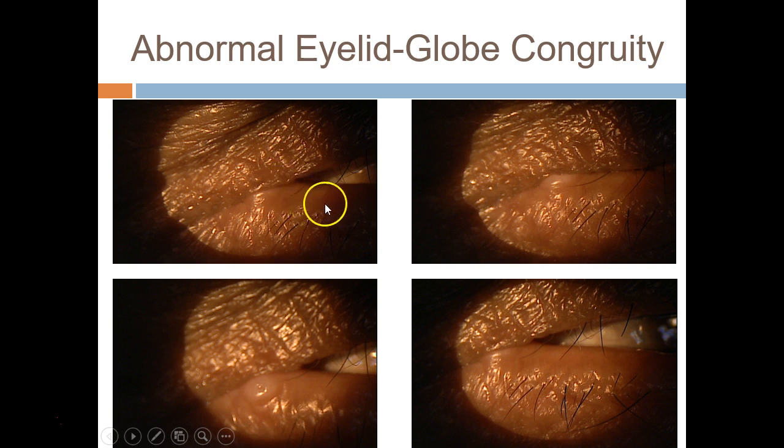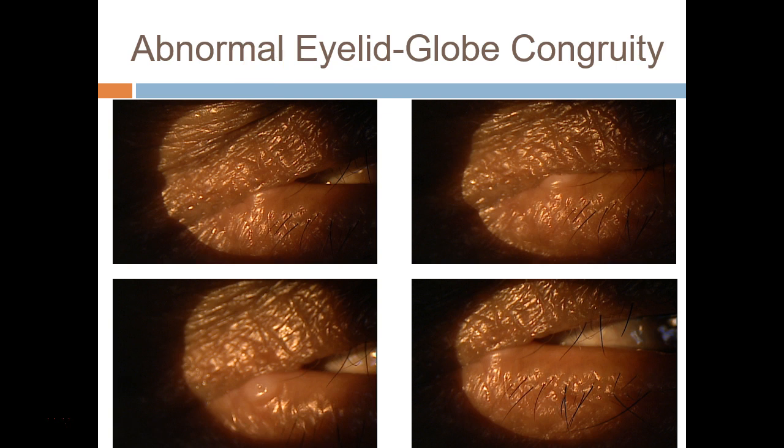You see the eyelid has lost its tension, it's too loose. It's kind of pulling away from the globe, so you have abnormal eyelid globe congruity here. So this is a functional pathway obstruction. This is why this patient's eye is watering.